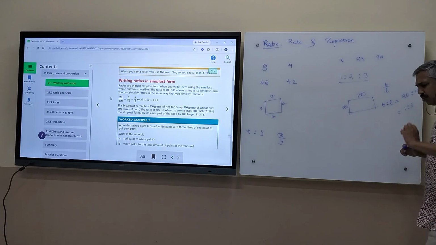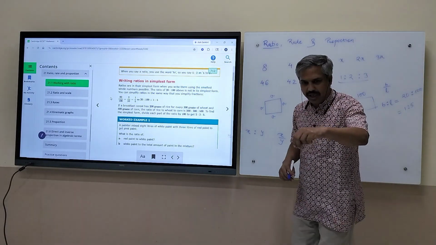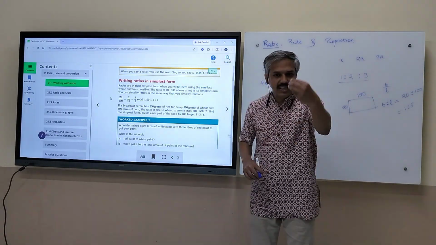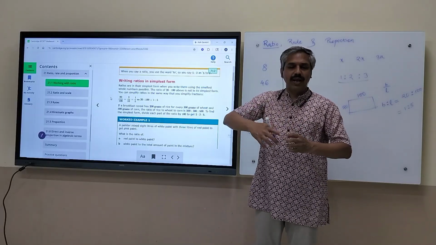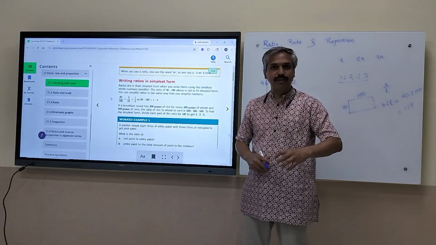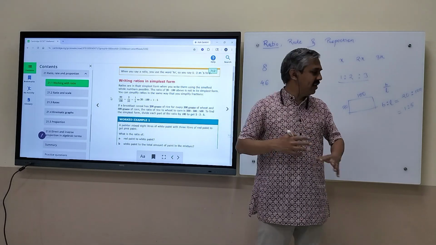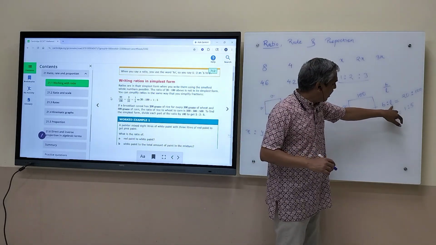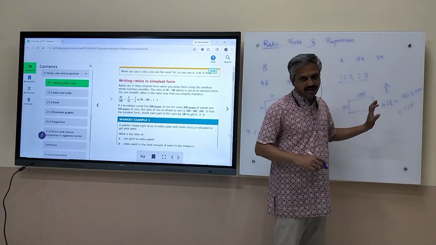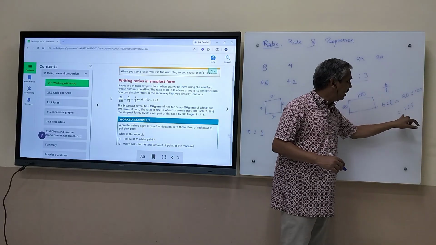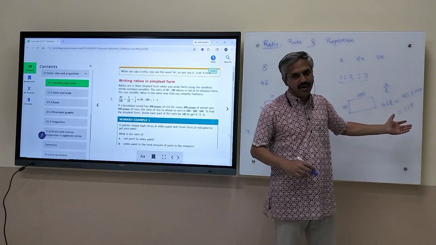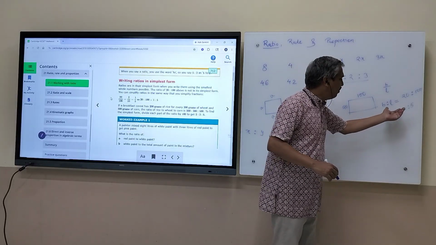The idea of ratio is to say that some quantity is x number of times, y number of times, 5 times, 3 times bigger than the other quantity. Then in this case, the length is 5 times the breadth. The ratio will tell us how many times the other quantity is. So this is what we use the ratio for.